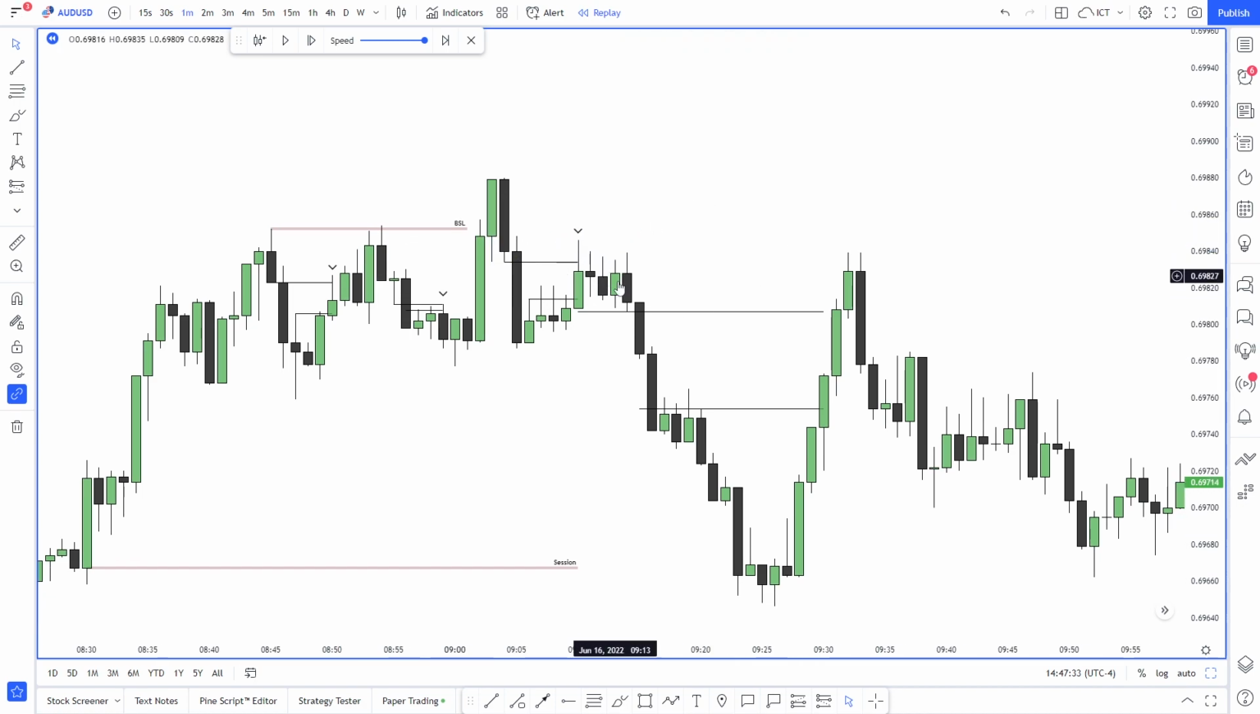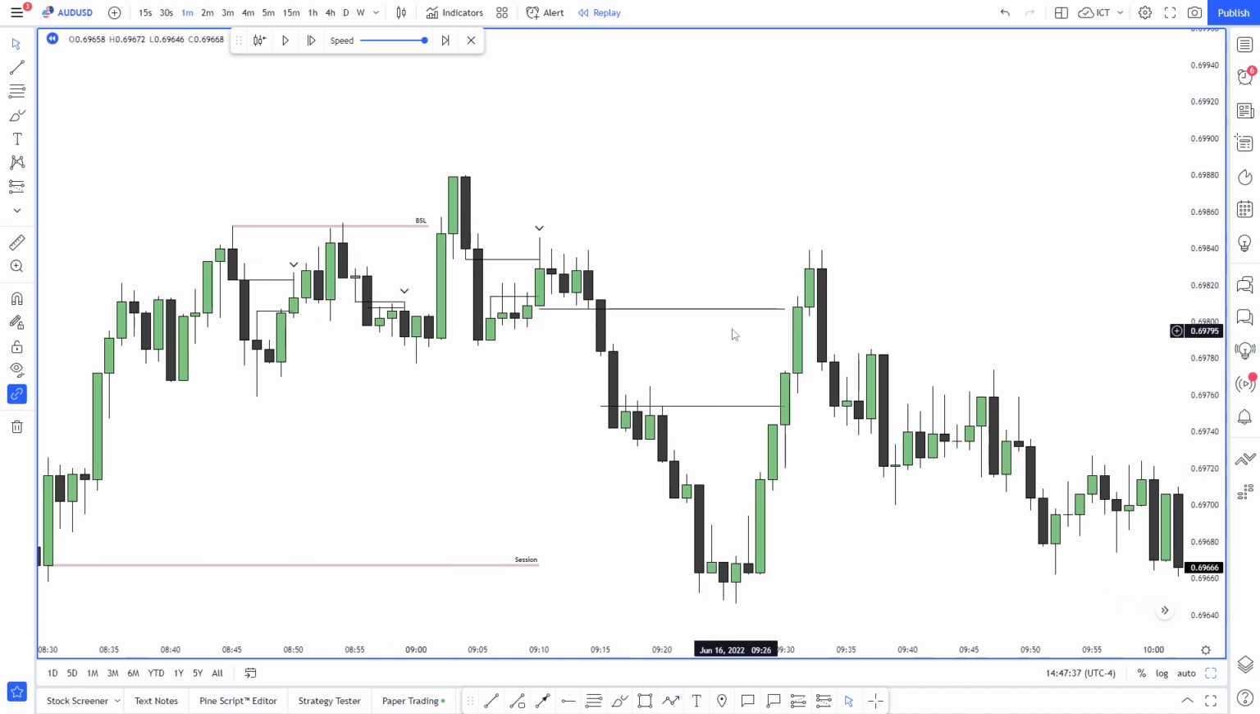What is it that we get? A little bit of a range, aggression to the downside. We have another fair value gap here where we could have sold, another fair value gap here where we could have sold. If we sold from this one, what is it that we're using? Stop loss all the way up here, right?